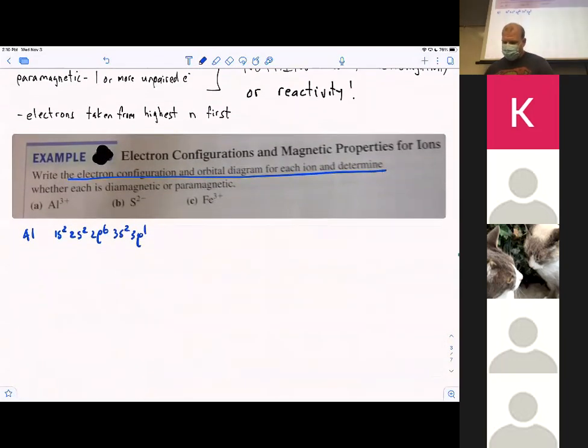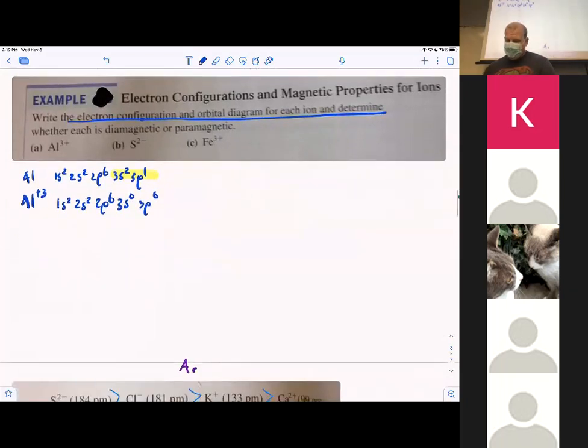Now we have aluminum plus three, so you're going to lose three electrons from the highest n, and the highest n is right there. So it's going to be 1s squared, 2s squared, 2p6, 3s0, 3p0. I'm just indicating the electrons have been ripped from those orbitals. That means the diagram is going to be 1s, 2s, 2p, six electrons, 1, 2, 3, 4, 5, 6. Everything is paired, all the electrons are paired. This is diamagnetic. Therefore, there is no external magnetic field from the aluminum plus three ion. Does it make sense? Do you have any questions with this?